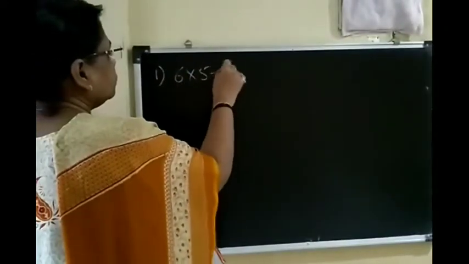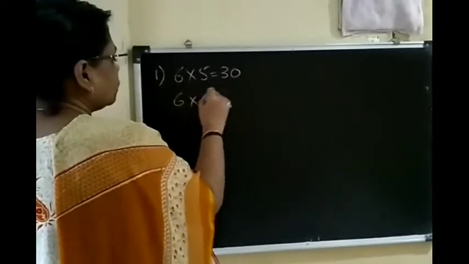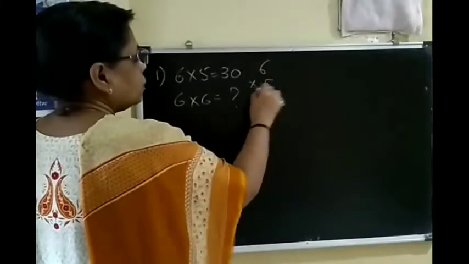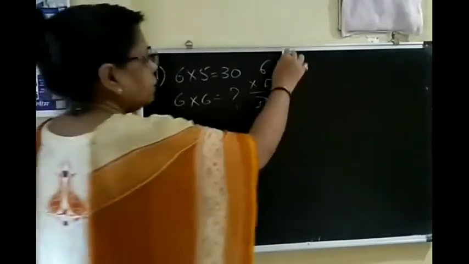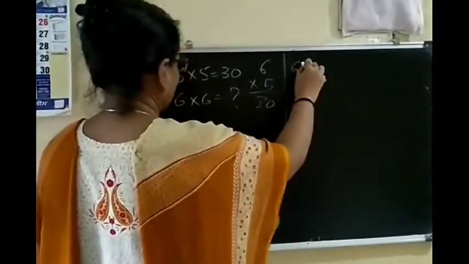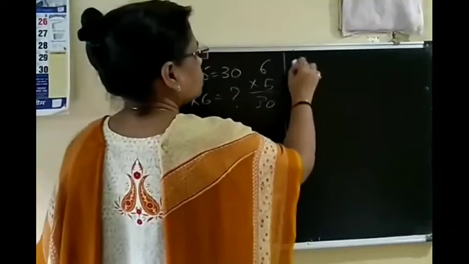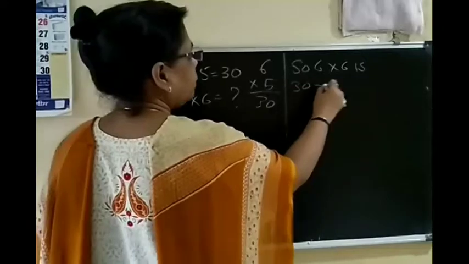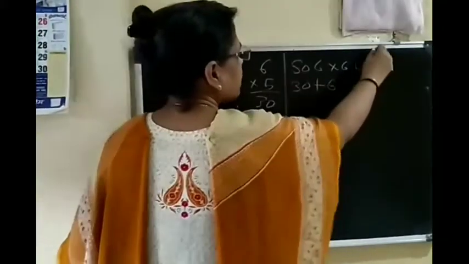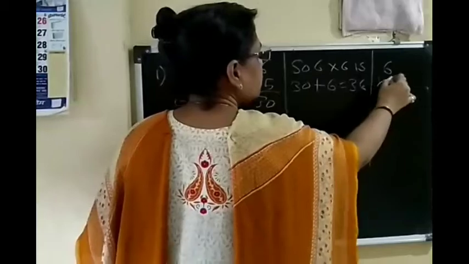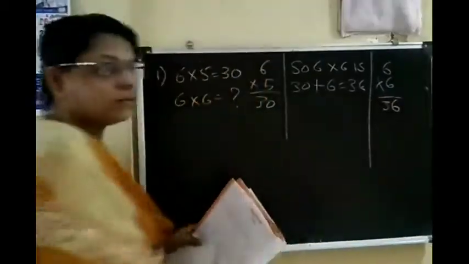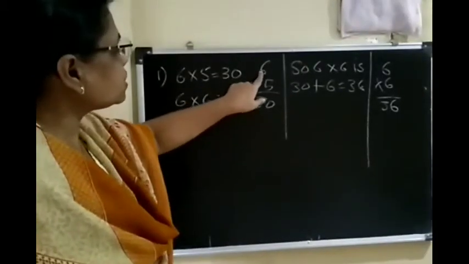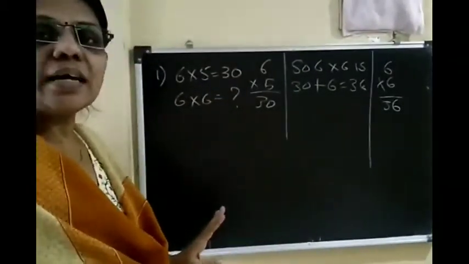6 5s are 30. 6 6s are how much? So here, 6 into 6 is 30 plus 6, that is 36, and 6 into 6 is 36. See, just add 30 plus 6, we get 36. It's that simple.